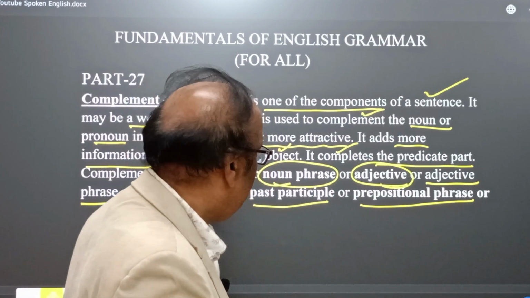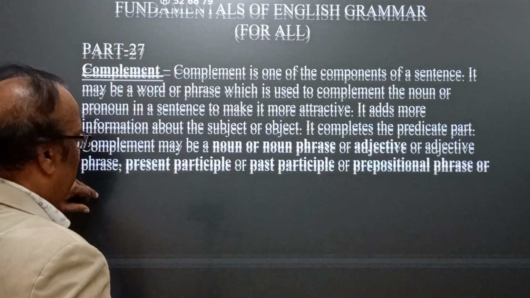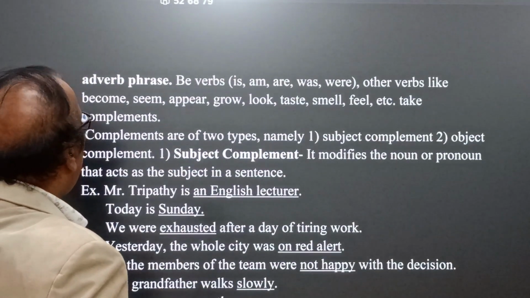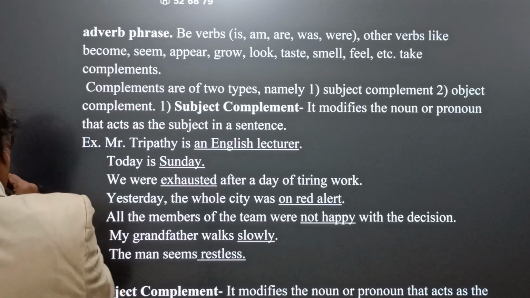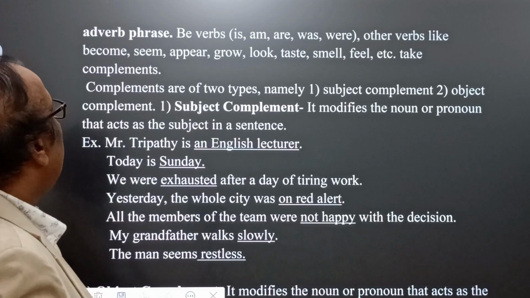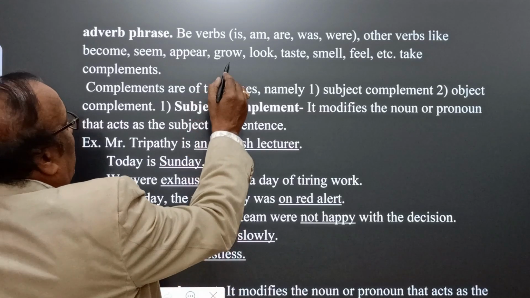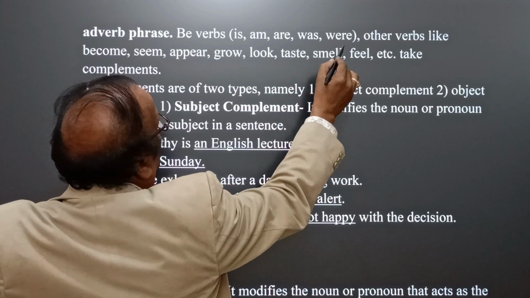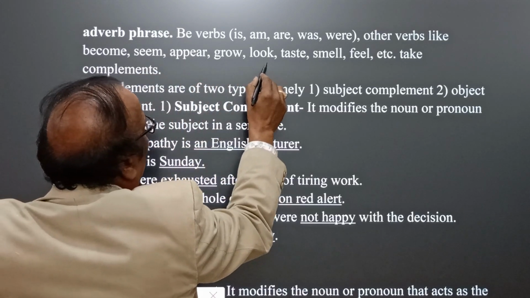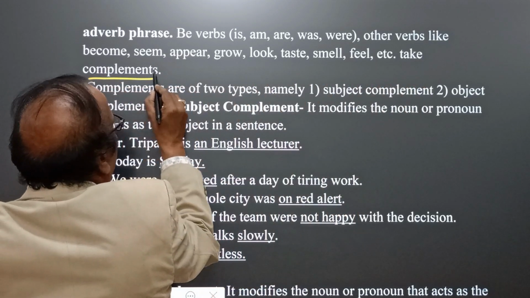Then, listen, here we find that a complement may also be a present participle or past participle, and an adverb phrase. Then we have be verbs, here we find be verbs is, am, are, and other verbs like become, seem, appear, grow, look, taste, smell, feel, etc. take a complement. It is very natural.